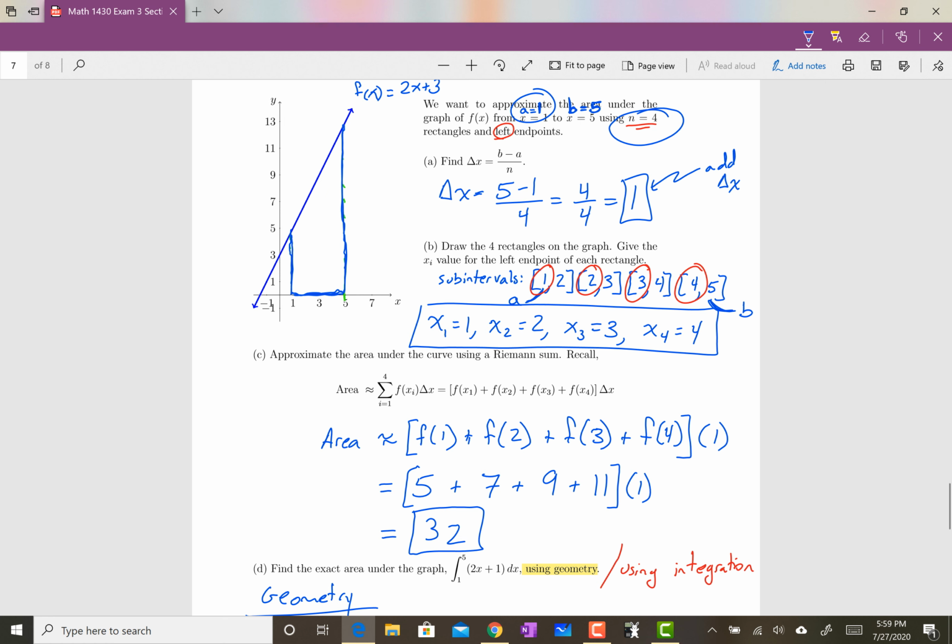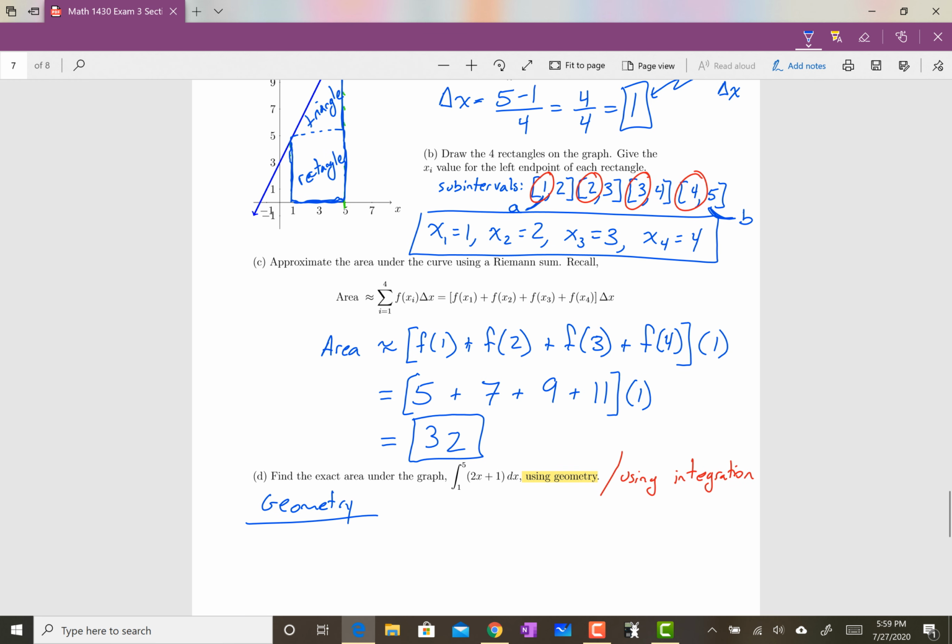Some of you may know the formula for the area of a trapezoid, and if you do, that's great, you can use it. Most of us don't remember what that is. So instead, we can break this up into two different shapes. We have a rectangle and we have a triangle. So how do we figure out the area? Well, the exact area is going to be the area of the triangle plus the area of the rectangle.